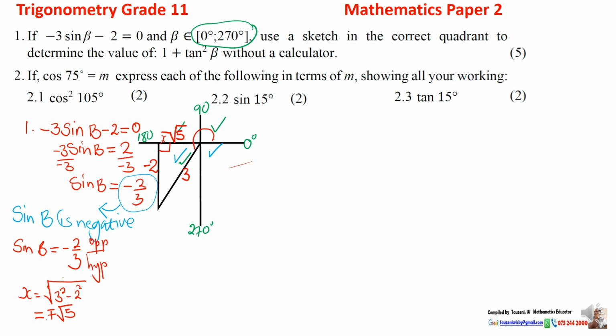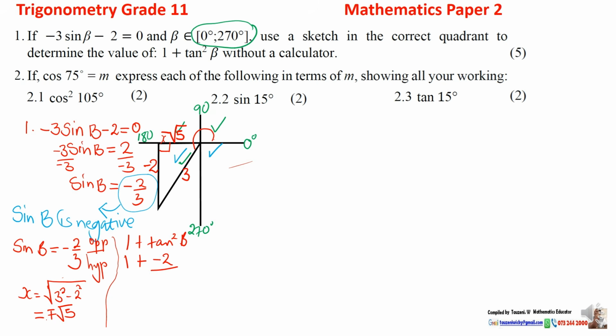Now I have done the diagram. It is labeled. I can now answer whatever they ask me. In this particular one, we need the value of 1 plus tan squared b. Now, we simply substitute. Go back to your diagram and read the value of tan b. Tan is opposite over adjacent.